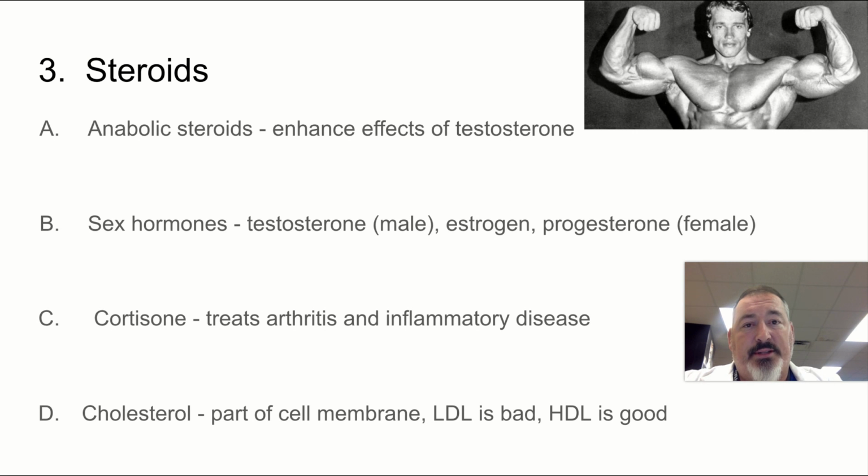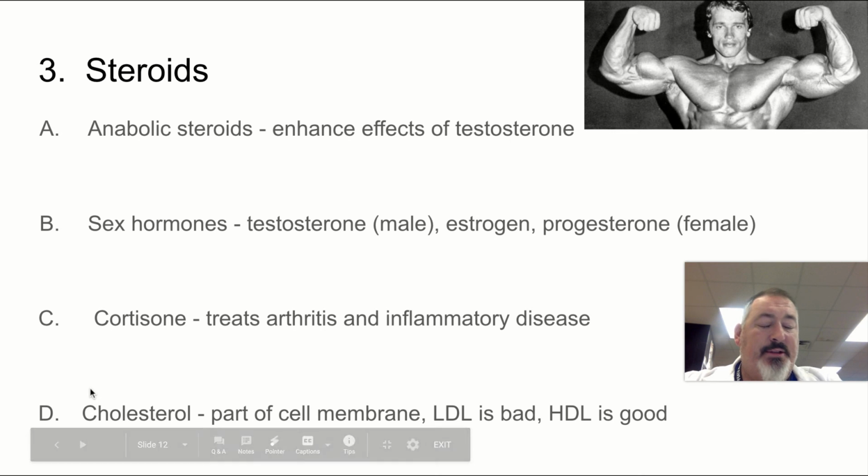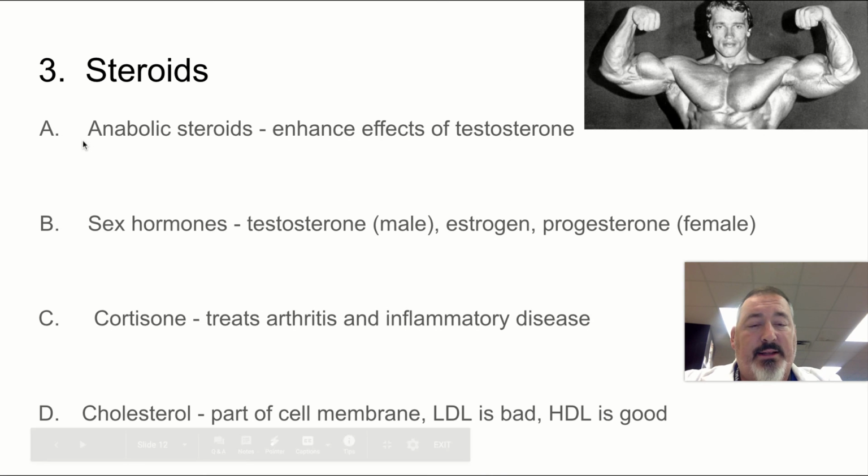These are also a naturally occurring system, and also something that has been synthetically derived to help treat illness. Cholesterol is also part of the cell membrane. Inside of that, we have low-density lipoproteins and high-density lipoproteins. You may have heard these as LDLs and HDLs, but this is a type of cholesterol. So there are 3 types of steroids that we look at here: anabolic steroids and sex hormones, including those steroid types, cortisone, as well as cholesterol.